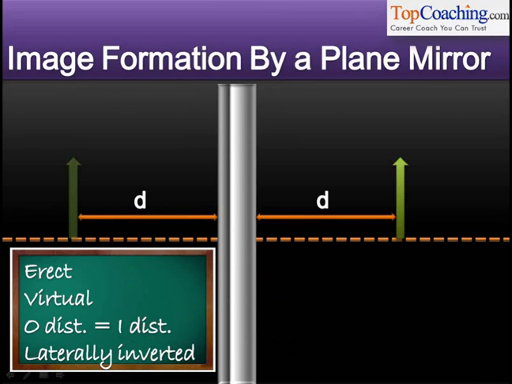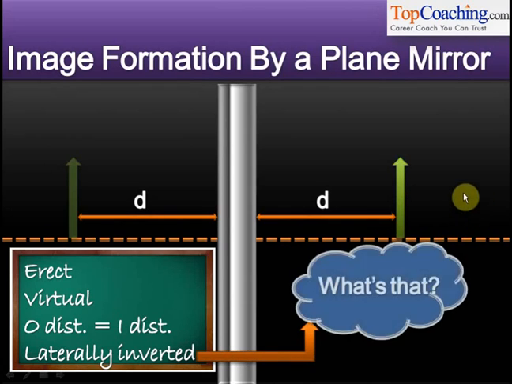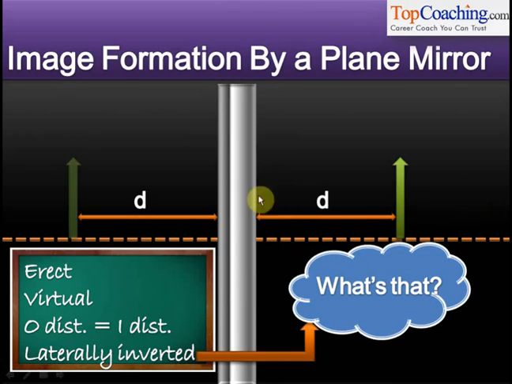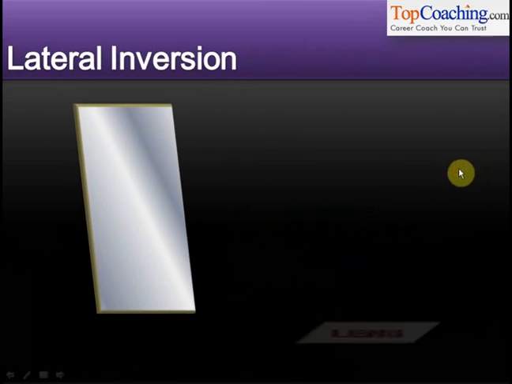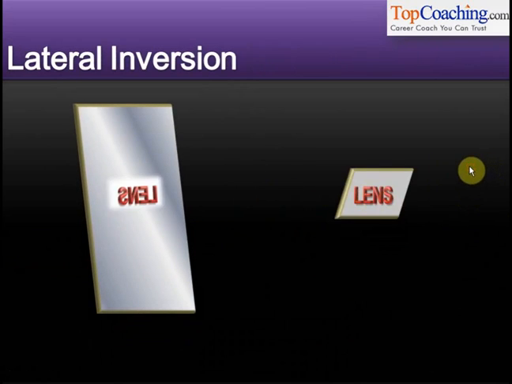The object distance is the distance between the object and the mirror, and the image distance is the distance between the image and the mirror. In the case of a plane mirror, both these distances are the same. Another interesting fact in the case of a plane mirror is that the image is laterally inverted. What does laterally inverted mean? Laterally inverted means that the left side becomes the right side of the image and the right side becomes the left side of the image. You must have observed this in your daily life. If you take some text and put it in front of the mirror, you will see that the text inside the mirror reads in a weird way.